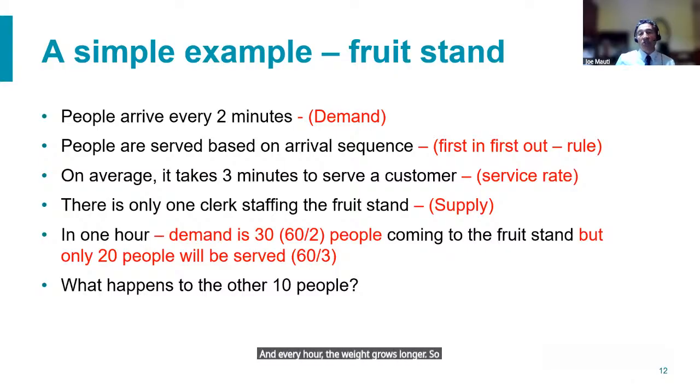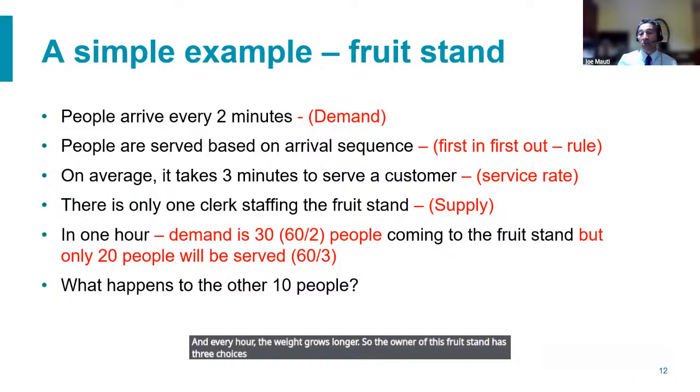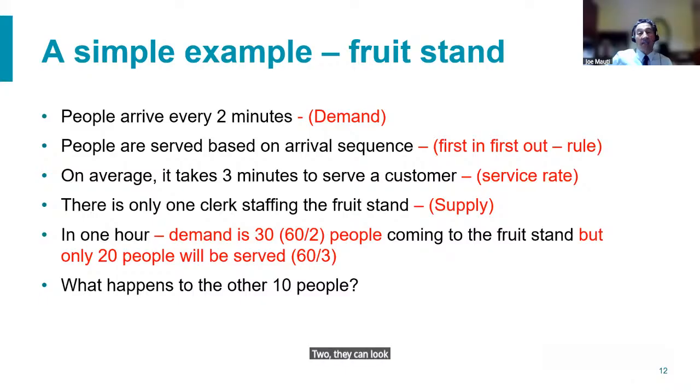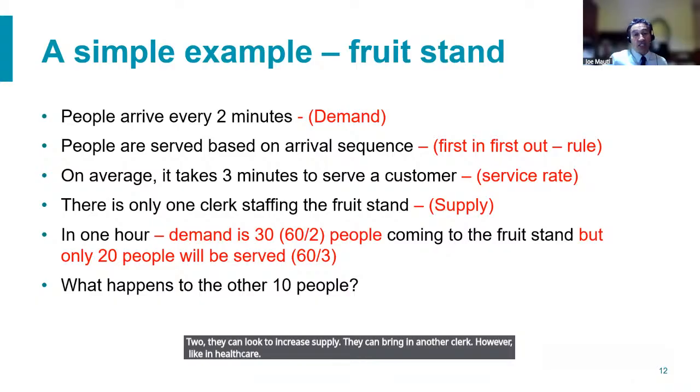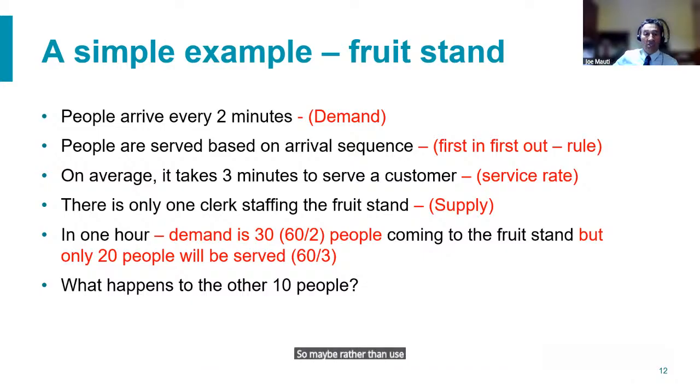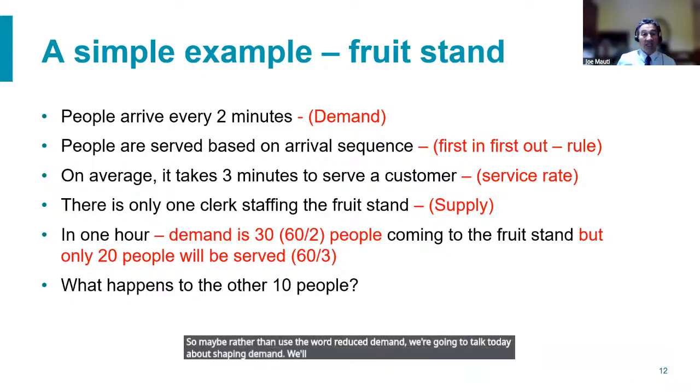So the owner of this fruit stand has three choices. One is to do nothing and allow people to wait. They run the risk that maybe they go to the competition where there is no waiting. Two, they can look to increase supply. They can bring in another clerk. However, like in healthcare, that adds more cost, something they have to decide if it's worth it. The other thing they can do is look to reduce demand. Now that's funny because this person is probably trying to make a living. So maybe rather than use the word reduce demand, we're going to talk today about shaping demand. We'll talk about that later.